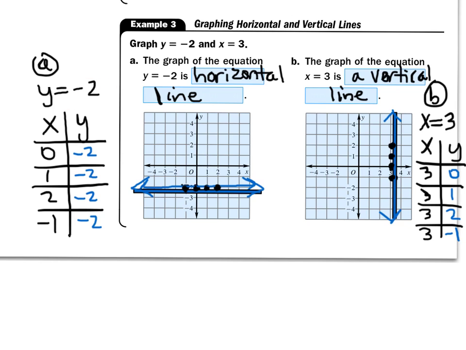So what I want you to do, under the x, let's put our inputs that are really easy: 0, 1, 2, negative 1. But no matter what I pick for x, they're telling you that y has to be negative 2. It's frozen.